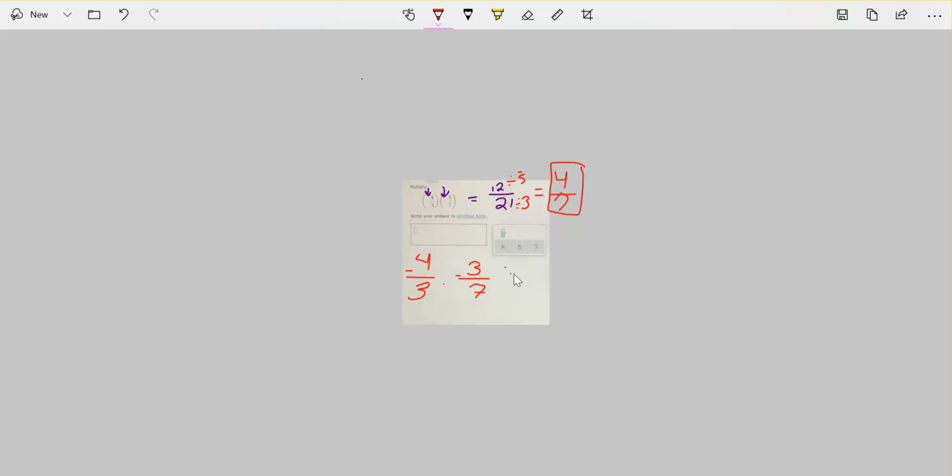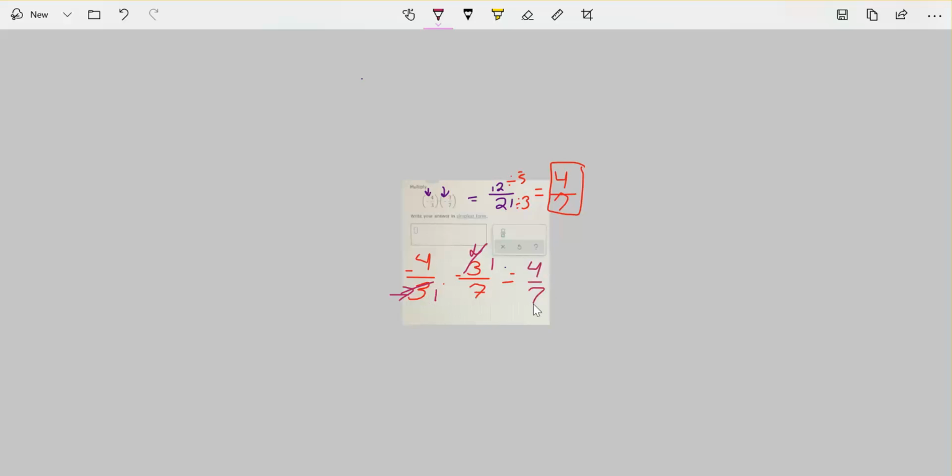The first thing I do is I would notice, okay, well, I see that I have a 3 in the numerator here and in the denominator here. And I know that 3 divided by 3 is 1. So I'm going to cancel the 3's out and say, well, this is going to be a 1 and this is going to be a 1. So then I have negative 4 times negative 1 gives me positive 4, and 1 times 7 gives me 7.